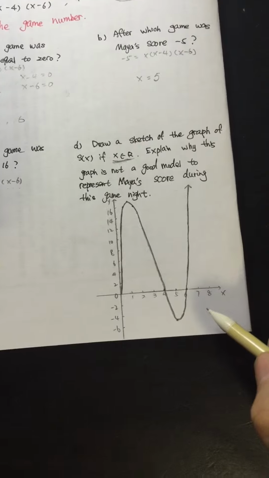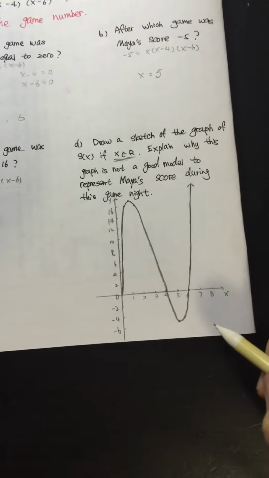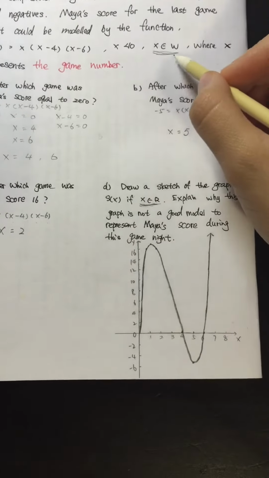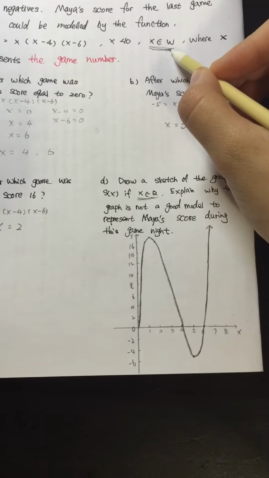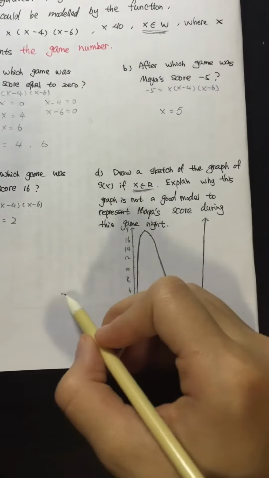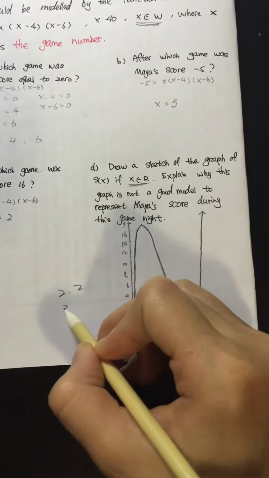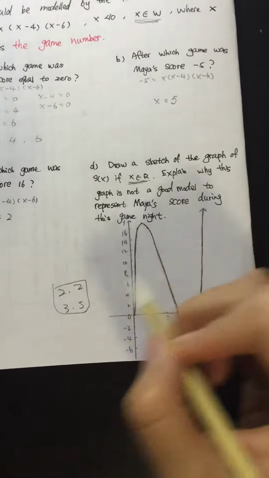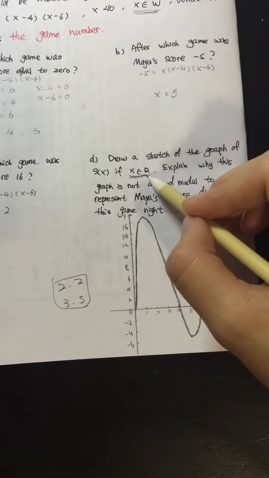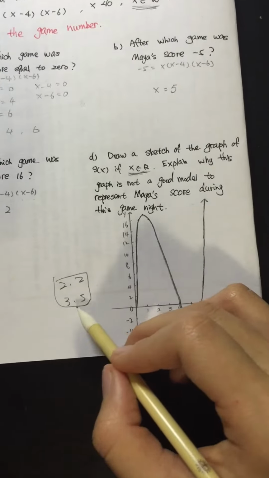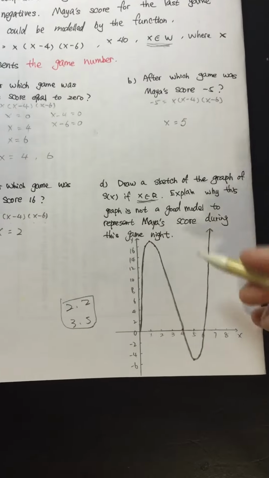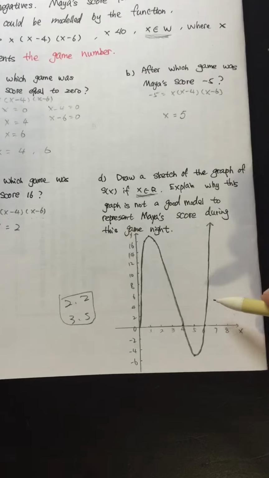The graph is not a good model to represent Maya's score because the question led us to use whole numbers, which means we cannot use values like 2.2 or 3.5, because these are not whole numbers. But real numbers can include these kinds of numbers, so this graph is not a good model.